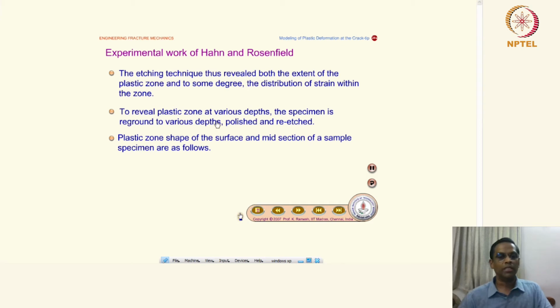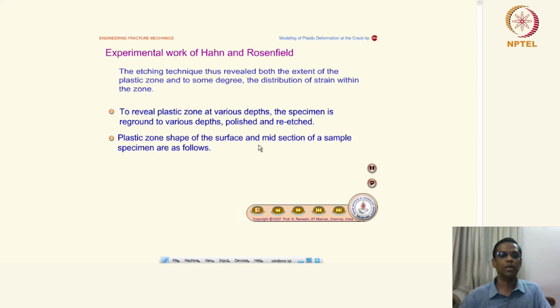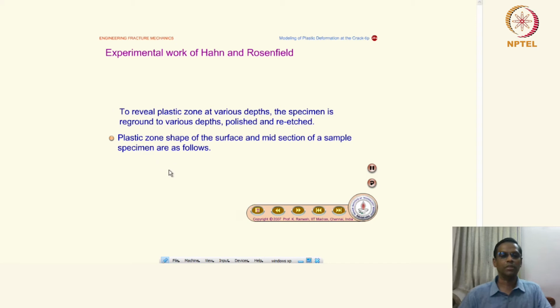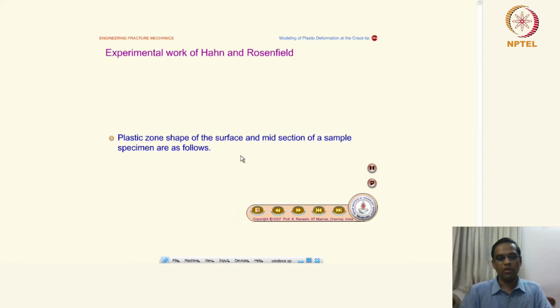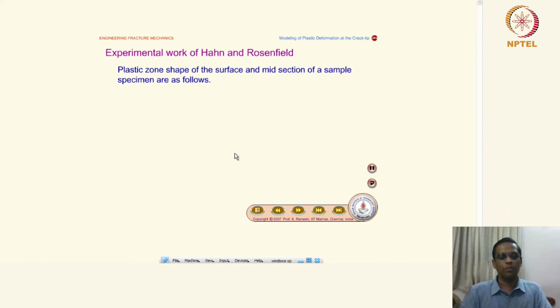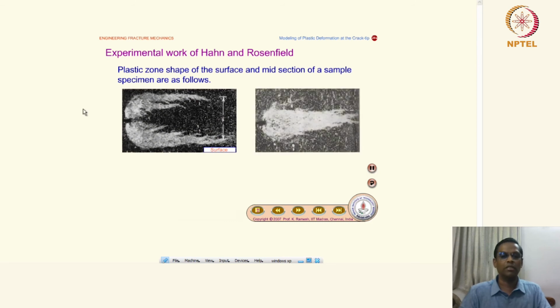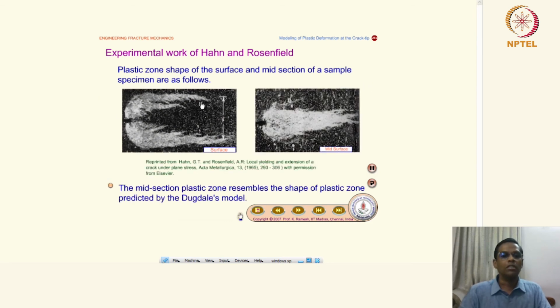To reveal the plastic zone at various depths, the specimen is reground to various depths, polished and re-etched. The plastic zone shapes of the surface and midsection of the sample specimen are as follows. So what is obtained by Hahn and Rosenfeld is given here. This is very, very important. What you are seeing here is the surface, and this is a side view.